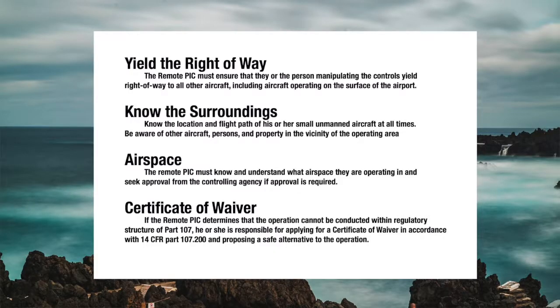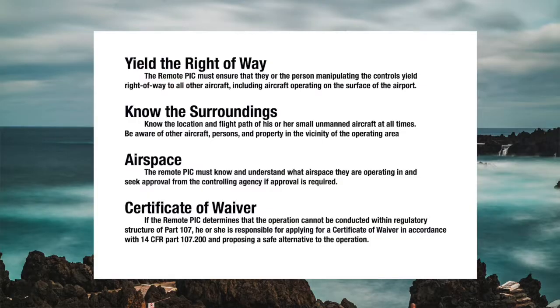Know the location and flight path of his or her unmanned aircraft at all times. You have to be aware of other aircraft, persons, or property in the vicinity of the operating area. So you have to know, 200 feet out there is another tower, or there is a field of people, maybe a music festival or something. You have to know what's around you and to ensure that you are flying safely. Know your surroundings.